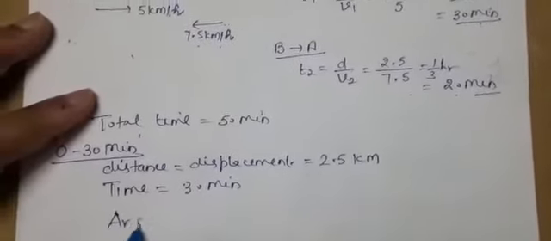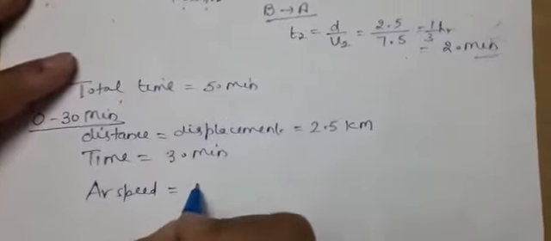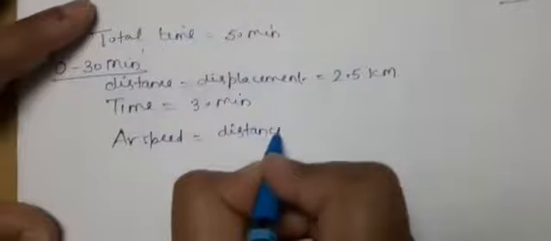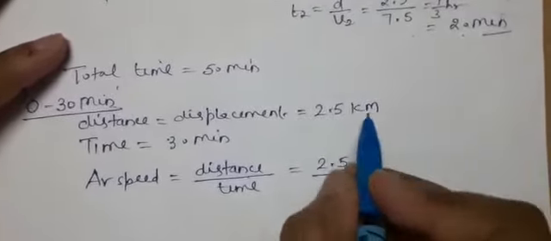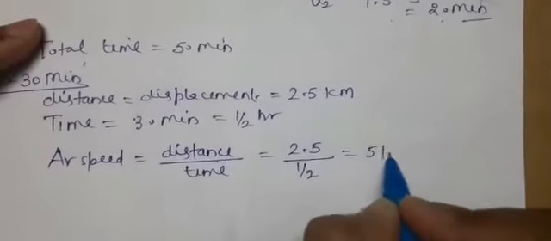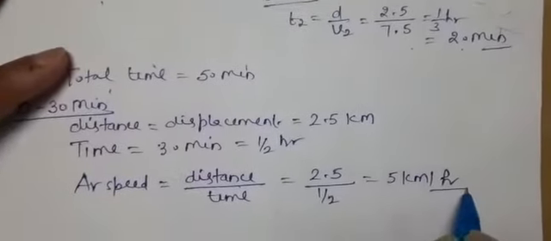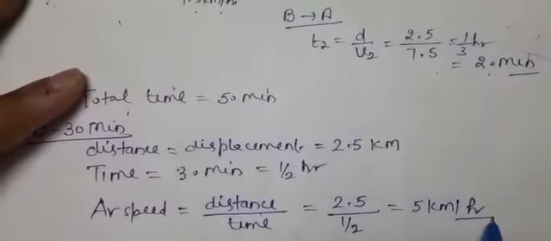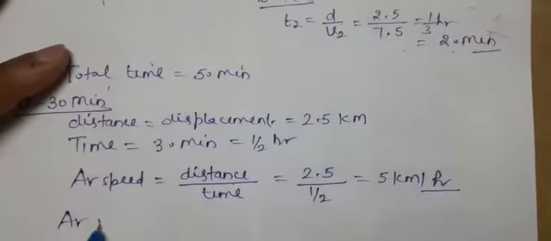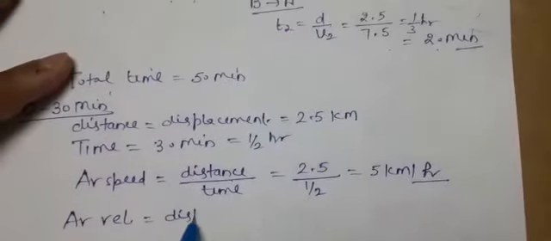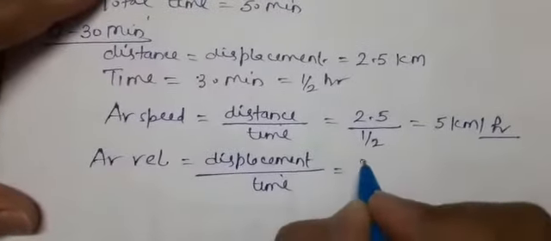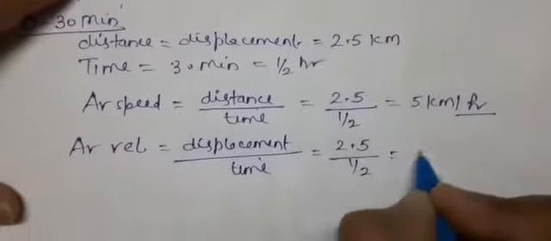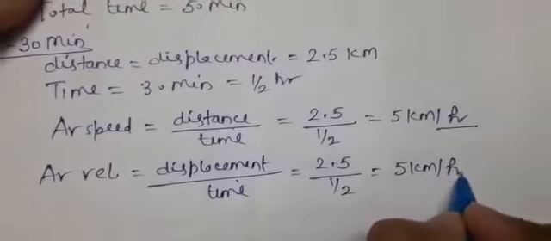So in that case, average speed will be equal to distance upon time. So it will be 2.5. Because it is in kilometer, let me keep the time in hours. So it will be 1 by 2 hour. So it will come out to be 5 kilometer per hour. Right? And if we calculate average velocity as displacement upon time, displacement again is 2.5 and time taken is 1 by 2. So it is again 5 kilometer per hour.